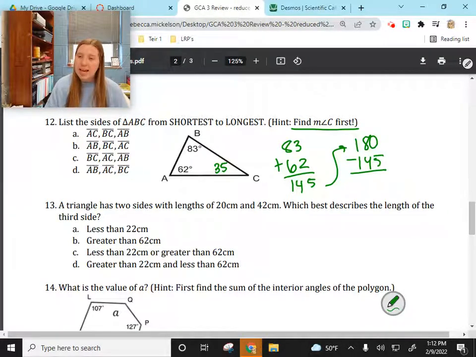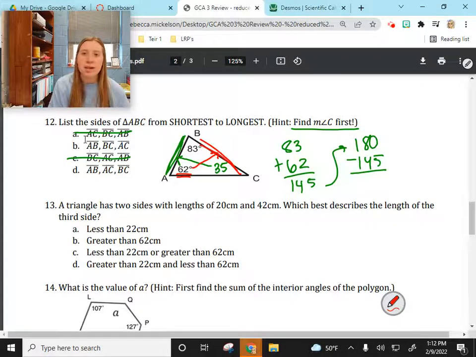And then remember that across from the smallest angle is the smallest side. So AB should be my smallest side. So it should go first. So I can go ahead and mark off A and C because those aren't going to work. Then my next highest number is 62. Directly across from 62 is BC. So I'm looking for the one that goes AB and then BC. That would have to be B.